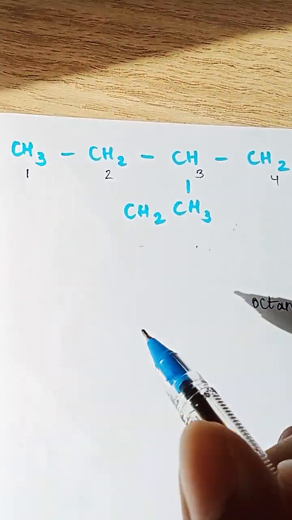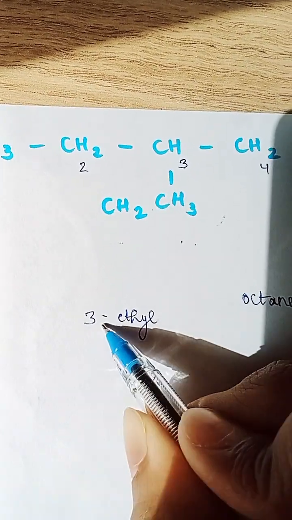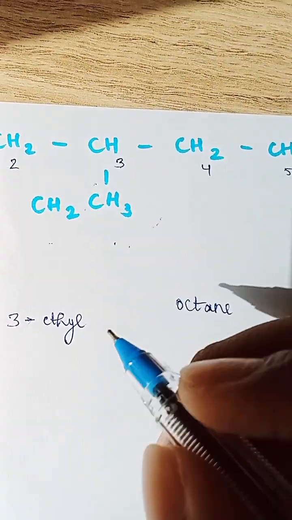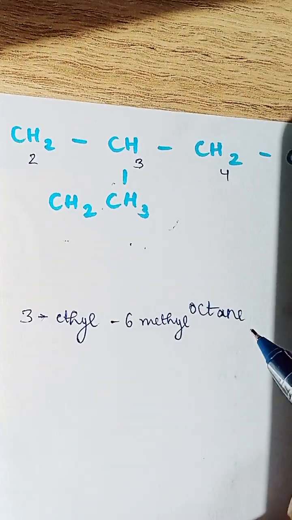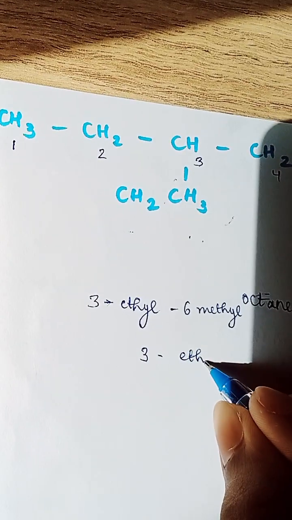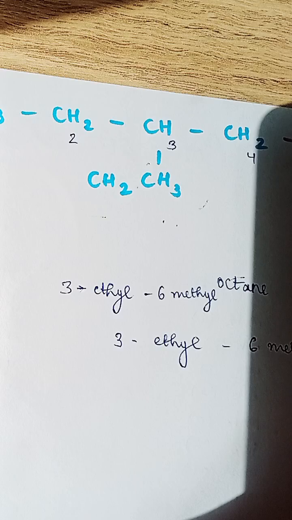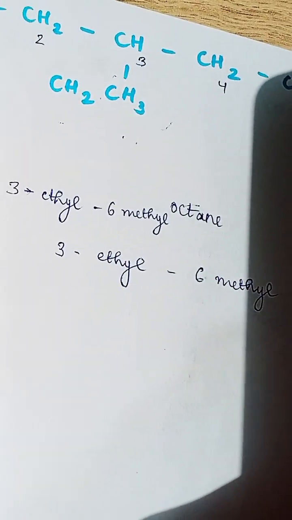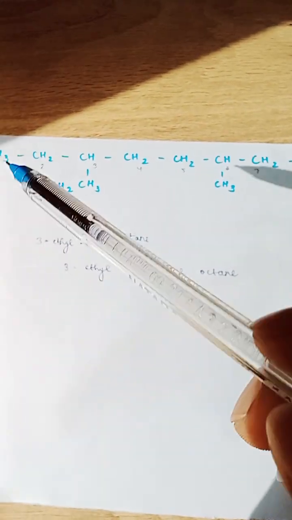So we write 3-ethyl, since it is in the third carbon, 3-ethyl, 6-methyl octane. I'll rewrite this. 3-ethyl, 6-methyl octane. This is how you do the nomenclature of organic compounds.